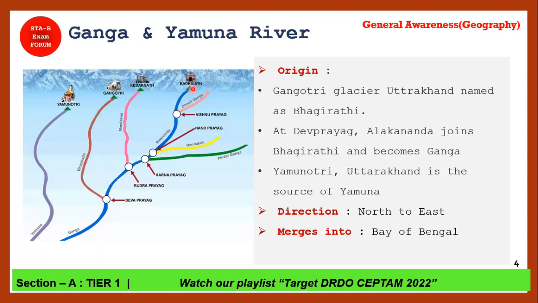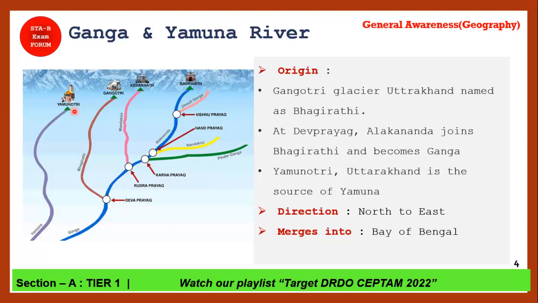One more river originates from Badrinath, it is known as Alaknanda. So this blue line river is Alaknanda. So this Bhagirathi and Alaknanda river meet at Devprayag. Where is Devprayag? It is in Uttarakhand. Okay. So ultimately they merge and afterward it is known as Ganga. The origin for Yamuna river is Yamunotri. It is again in Uttarakhand. Okay.